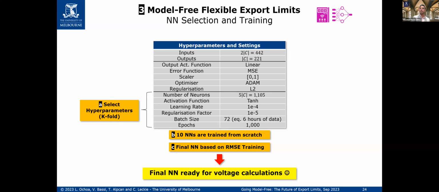Once we have decided these hyperparameters that are the most suitable for this low voltage network, we're going to train 10 neural networks from scratch using the entire training dataset. And we're going to select the best one based on its root mean square error during training. The one with the lowest root mean square error during training is going to correspond to the final neural network, which is all ready to calculate voltages.